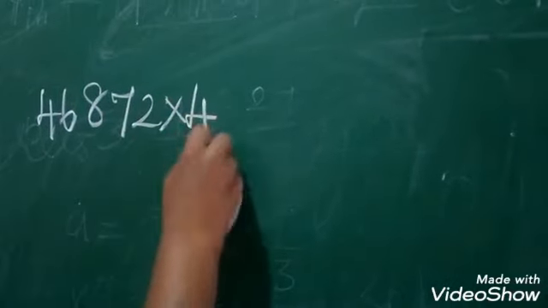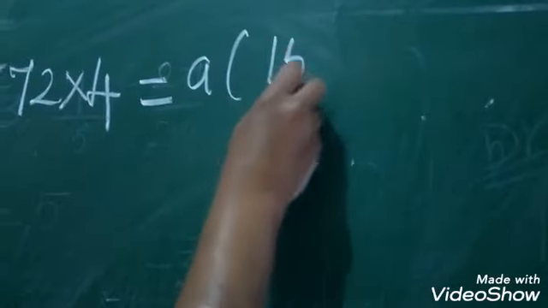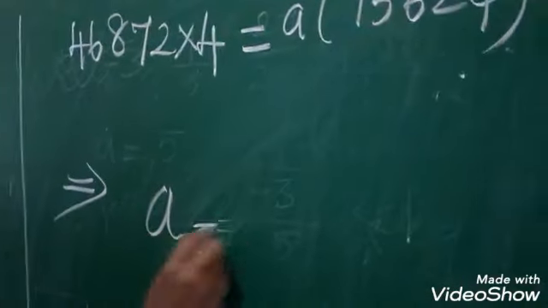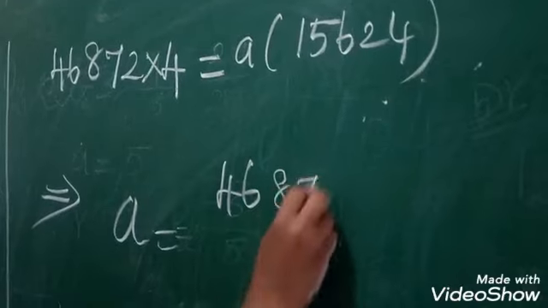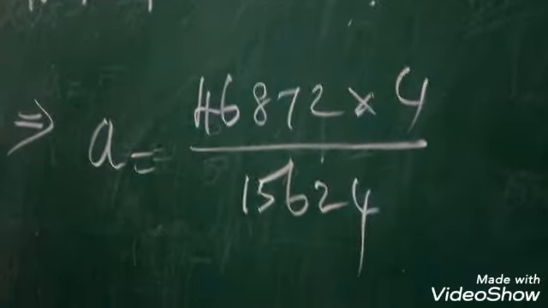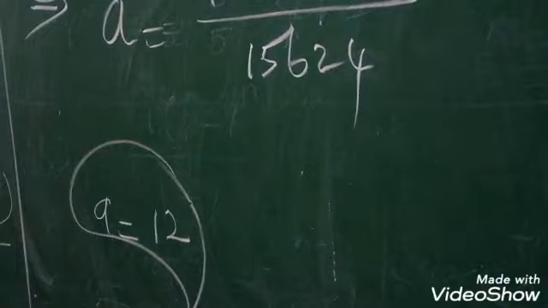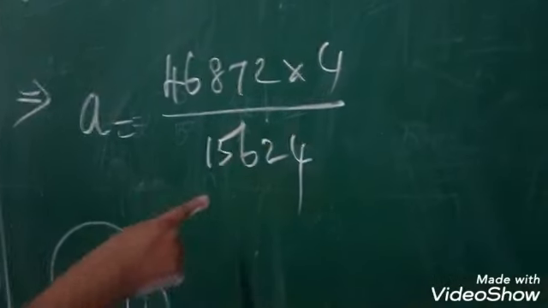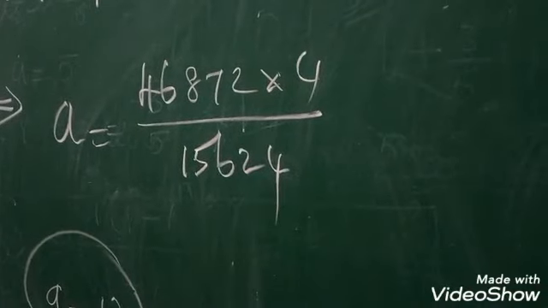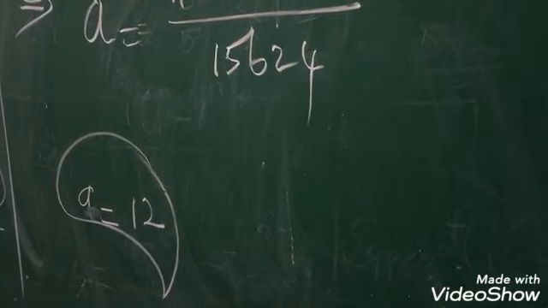46,872. The 4 should go to the left-hand side. The remaining A. Then what is the value here? 15,624. Now you have to simplify, girls. A is equal to 46,872 into 4 divided by 15,624. You have to simplify, girls, and say the answer. Check your answers. A is equal to 12. You will get the answer. A value is 12. Okay, that is your part.